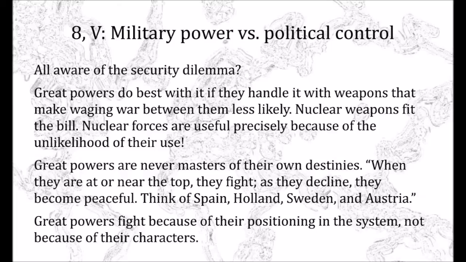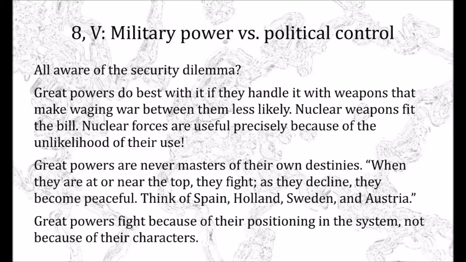But he also notes that great powers will do best if they handle the security dilemma with weapons that make waging war between them less likely. If you build up walls and all kinds of defensive stuff, it won't make the other countries feel less secure, but it will make you feel more secure. So nuclear weapons fit the bill. Nuclear force is useful precisely because of the unlikelihood of its use. You're unlikely to wage war with nuclear weapons, which makes nuclear weapons an excellent way to handle the security dilemma.